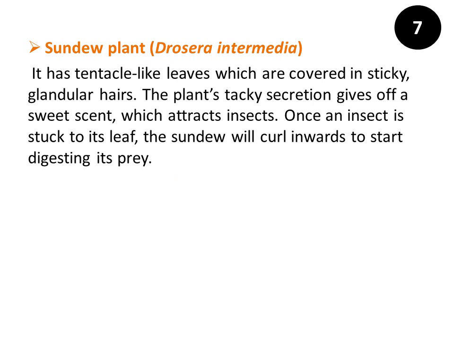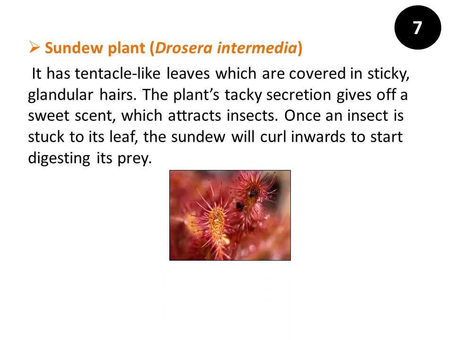The sundew plant is also an example of a carnivorous plant. Students, in this picture you can see that it has tentacle-like leaves which are covered in sticky granular hairs. The plant's tacky secretion gives off a sweet scent, due to which insects are attracted towards it. Once the insect gets stuck to its leaf, the sundew will curl inward to start digesting its prey.